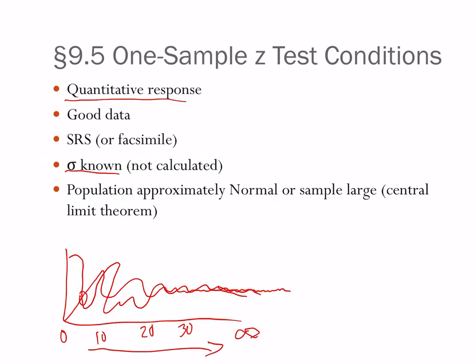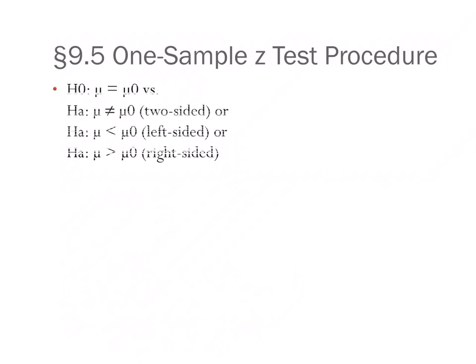So as long as you're not studying some sort of rare disease or some area of science where there's not a lot of known information, the central limit theorem normally applies. So, one sample z-test procedures.